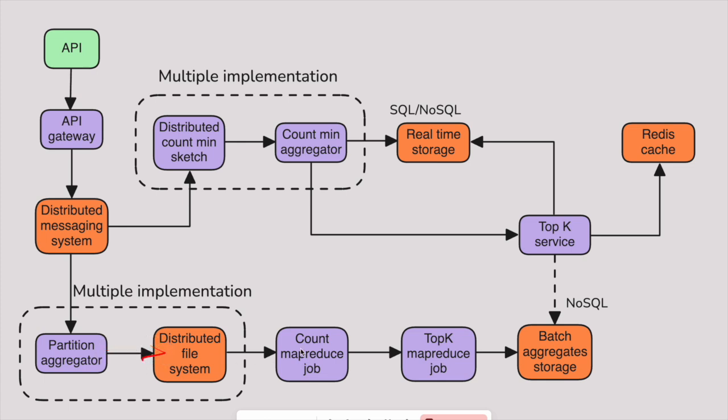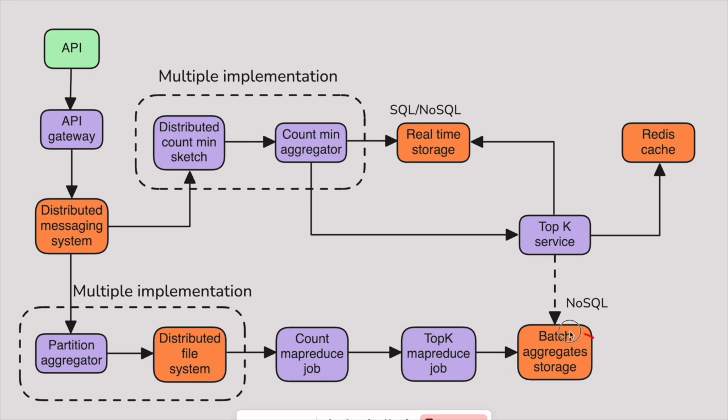Then we'll have multiple MapReduce jobs that will read those aggregates, those counts of the specific events, from the distributed file system. In our case, it can be count MapReduce or top K MapReduce jobs. So we're going to pull all the aggregates from different partitions from the distributed file system and then aggregate them and store in the batch aggregate storage.